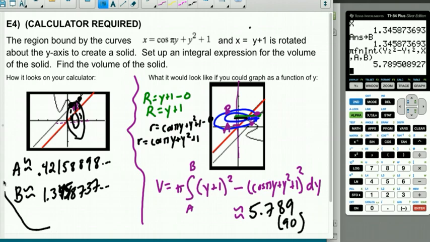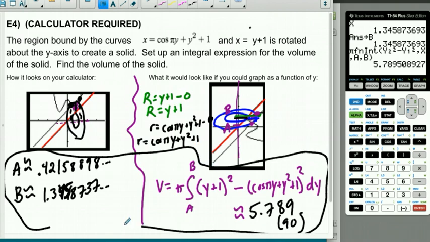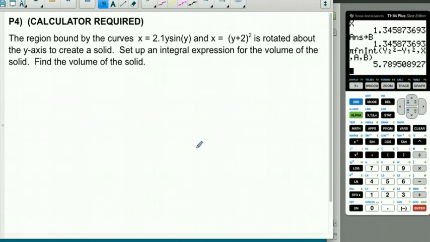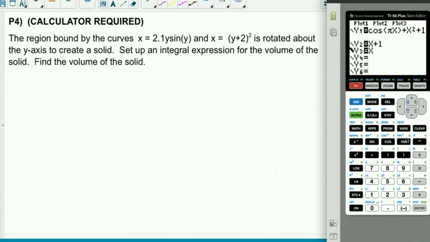So again, this is really the bulk of what has to happen here. I just want you to get that even though we're doing this in terms of y and we're rotating around the y-axis, you could essentially flip this image and picture it the other way in your calculator. All right, so same concept, right? Different graph. Let's go ahead and do this one, right?